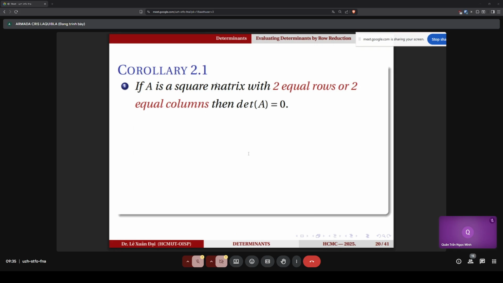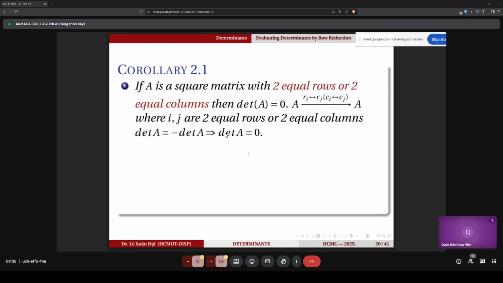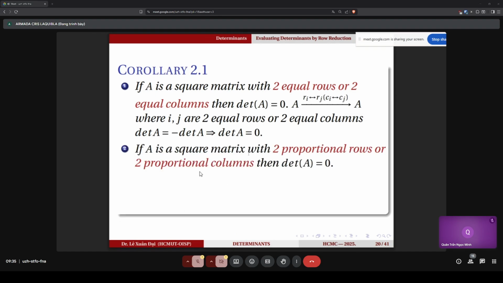Corollary 2.1: a square matrix with two equal rows or two equal columns, then the determinant of A is equal to 0. So if you notice something like this, that there are two equal rows or two equal columns, two equal rows means the rows have the same entries, for example, and that's it. The determinant of that is 0. Okay, that's it, the explanation. Next, if the square matrix has two proportional rows or two proportional columns, then also the determinant of A is equal to 0.